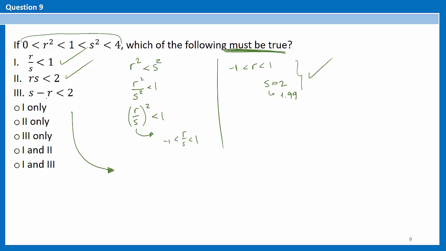Okay, s minus r less than 2. I can use the same value of s as in here. It's called s, 1.99. Now, if I wanted this to be greater than 2, so that it's false, r could be negative, right? r could be negative 0.99. Okay, and 1.99 minus negative 0.99 is greater than 2, so that means that this one does not have to be true always. So 1 and 2 is my answer. That is letter D.